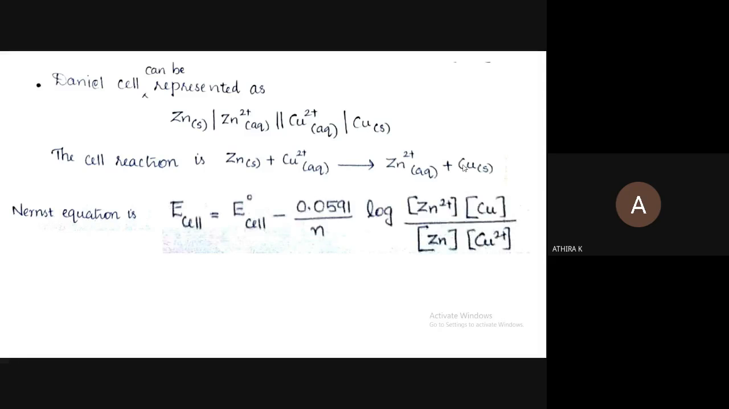The equation will be like this. E cell equal to E0 cell minus 0.0591 divided by N log concentration of zinc ions into concentration of copper divided by concentration of zinc into concentration of copper ions.